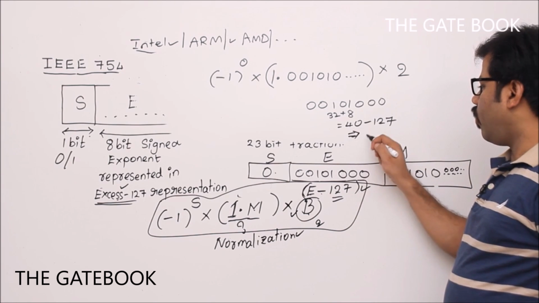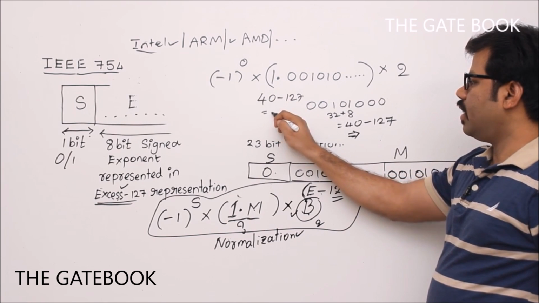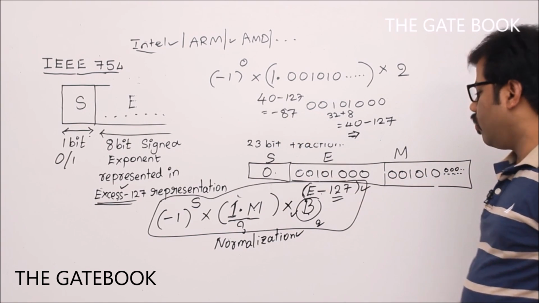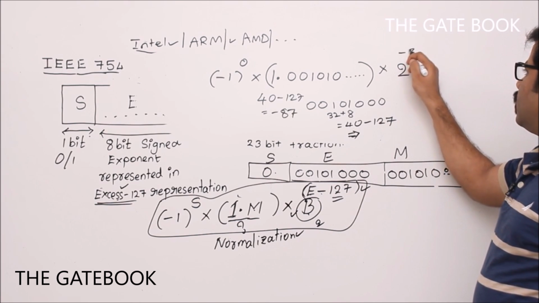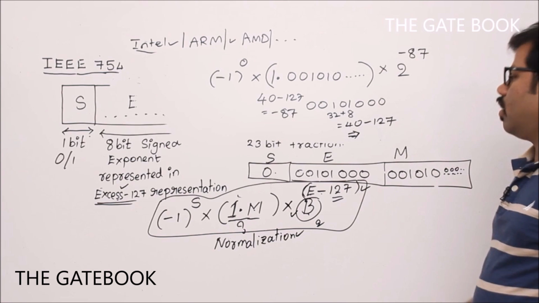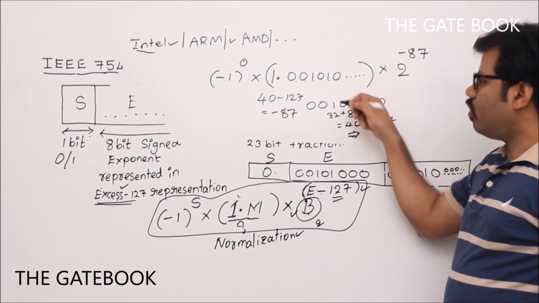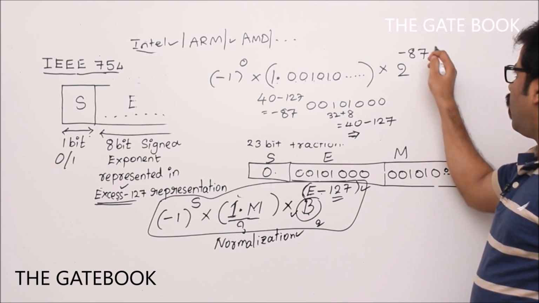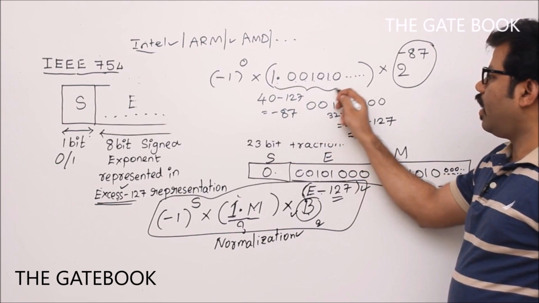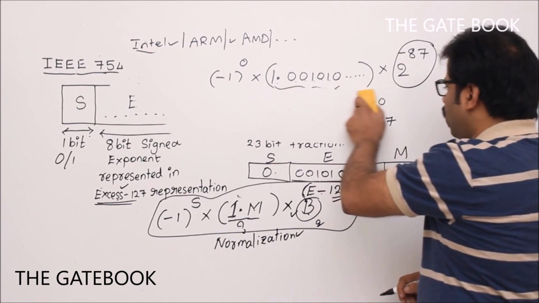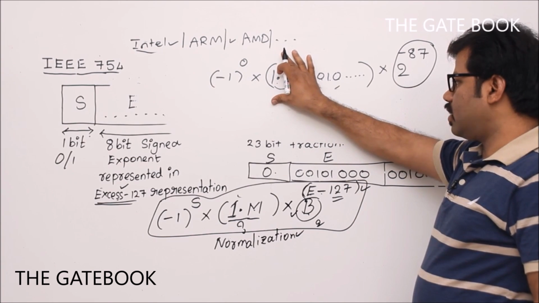So 40 minus 127 is how much? Minus 87, right? That is the reason finally it becomes minus 87. Let us write 2 power minus 87. Now, what is this 1.001010? If you want the answer entirely in decimal, then we convert this also. This is now the mantissa in fractional representation.